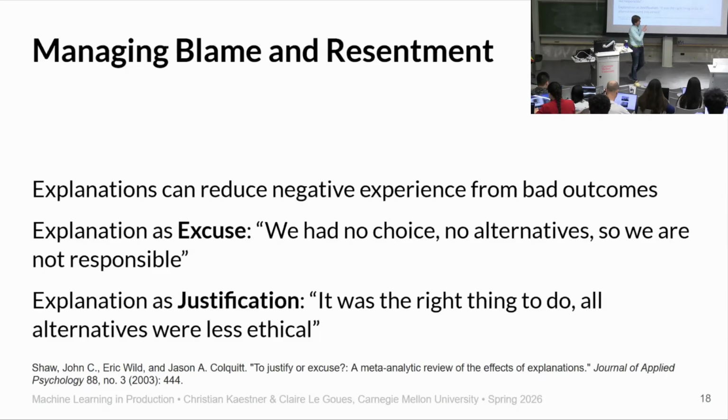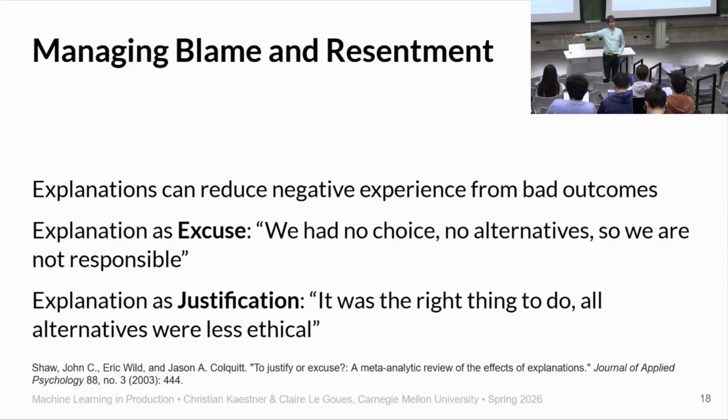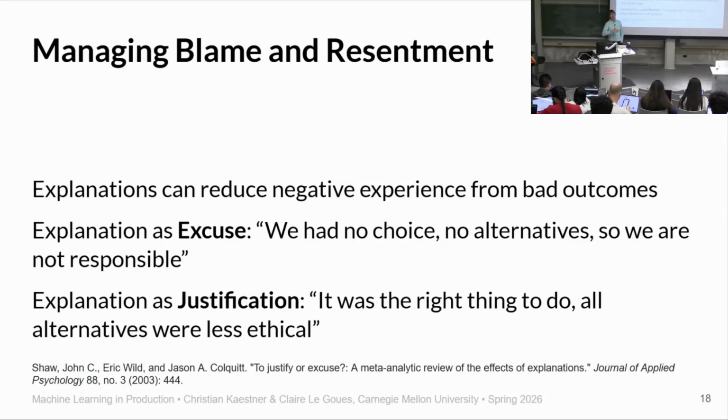This is a funny, I don't know, funny, but you can deflect blame if somebody gets told they need to go to jail, right? You can defuse the situation by providing an explanation. It doesn't even have to be the correct one. It's often called a justification of how the decision aligns with some law. And it can reduce the negative experience from bad outcomes. If the bank explains to you why your loan was rejected, you might feel slightly better. You can use it as an excuse and as a justification. We had no choice, no alternative.